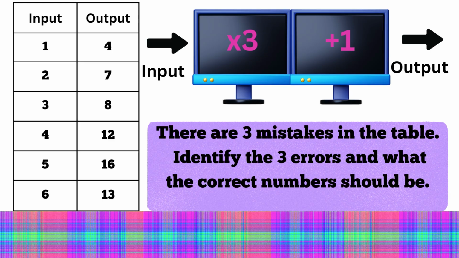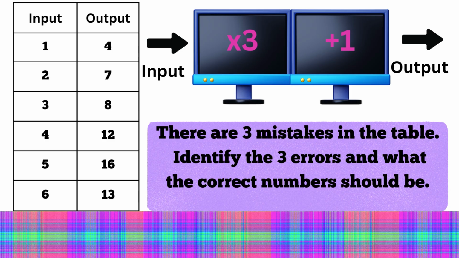The pattern rule is multiply the input by 3, then add 1. Let's look at the table. We can see the input column starts at the number 1. It's increasing by 1 each time all the way up to the number 6.